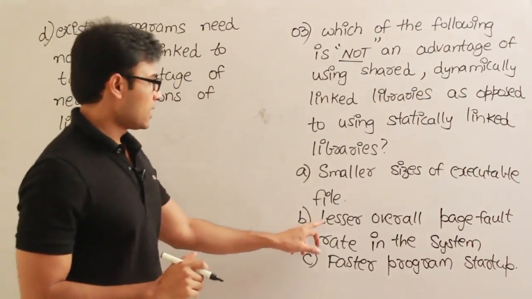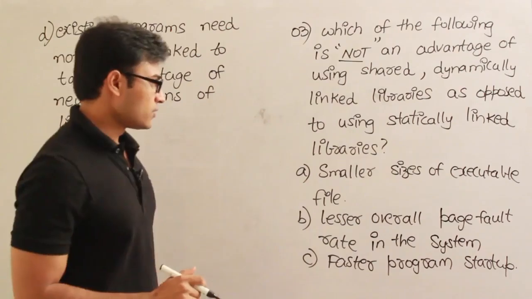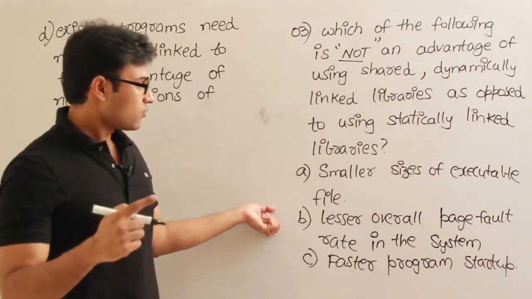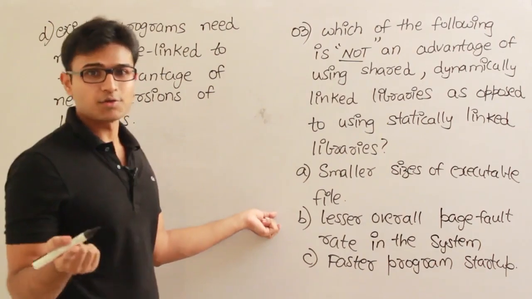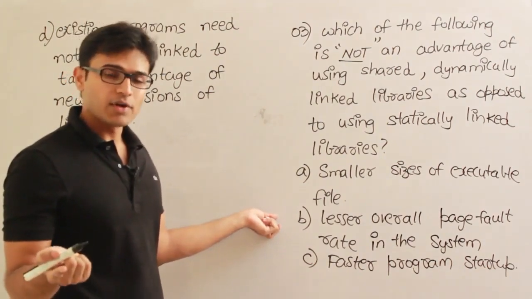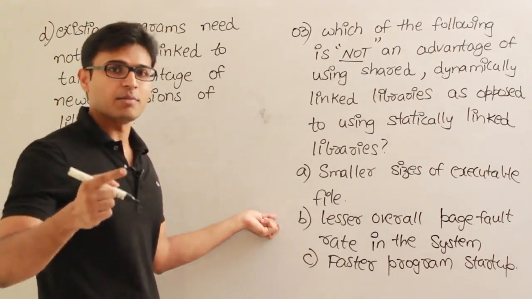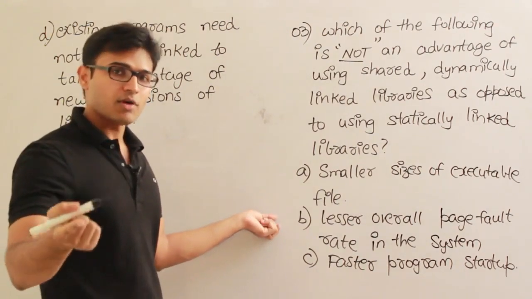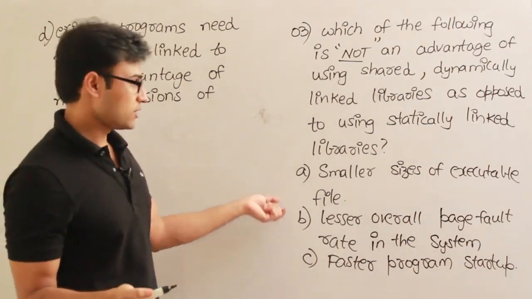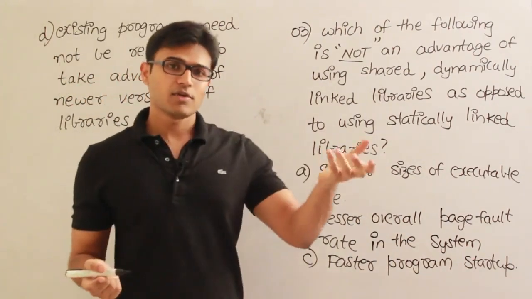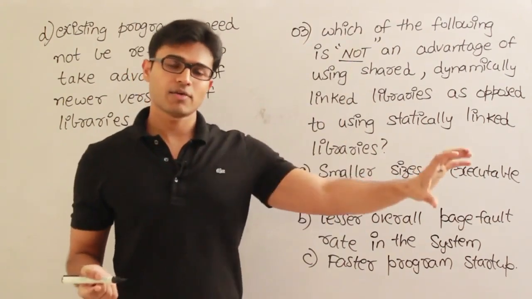And next one is lesser overall page fault rate in the system. So they are saying that the page fault rate in the system is going to be decreased because of dynamic linking. It is not true. The reason is if you have dynamic linking, the problem is sometimes the library which you are referring to may not be present in the memory and it has to be loaded. In case you have static linking, then whatever you wanted might already be present in your program and therefore it will be loaded along with your process.